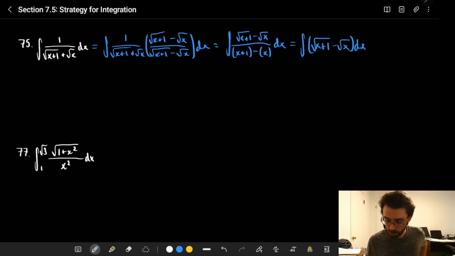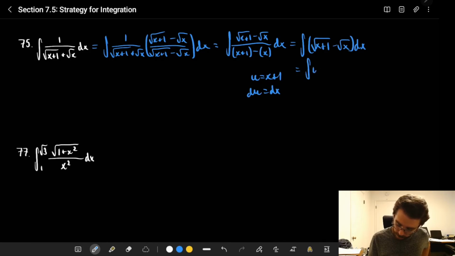Kind of cool. And then u sub, right? So do each of those separately, I suppose. So u equals x plus 1, du is dx. This would be u to the 1/2 du minus, I don't need the u sub here, it's just x to the 1/2 dx. So these are basically the same, 2/3 u to the 3/2, but u is x plus 1, minus 2/3 x to the 3/2 plus c. Great.